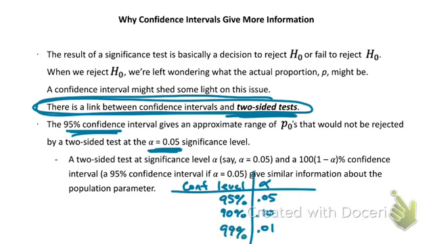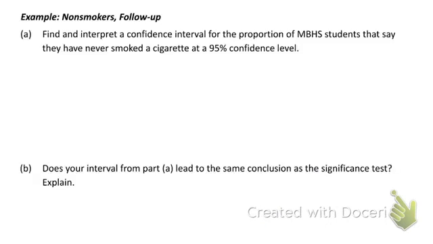Easy, right? We are going to find and interpret the corresponding confidence intervals for this problem that we just talked about, the non-smokers at McKinney Boyd High School. And we're going to do 95% confidence level because of the fact that we used alpha of 0.05. So everybody go ahead and go there. Stat test A. Stat test A.